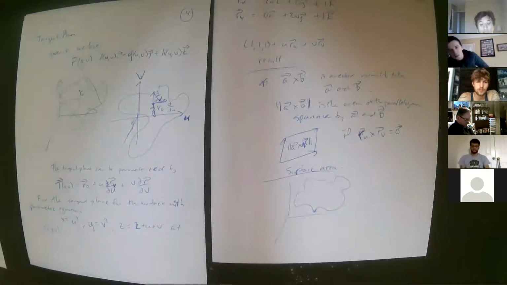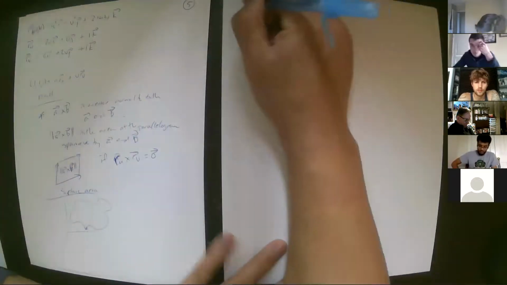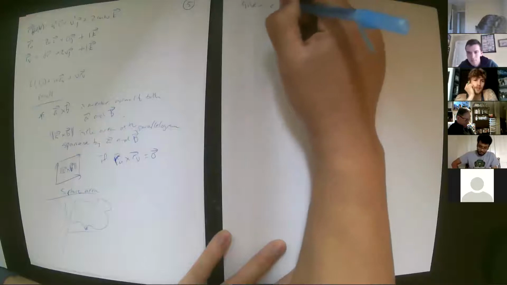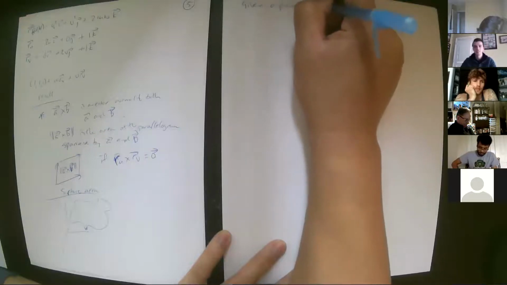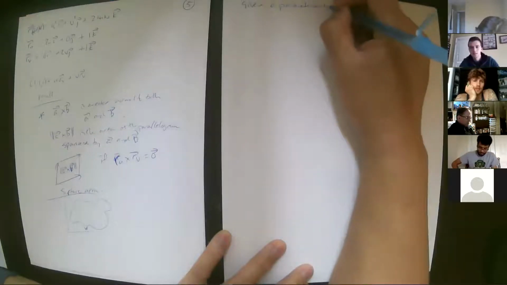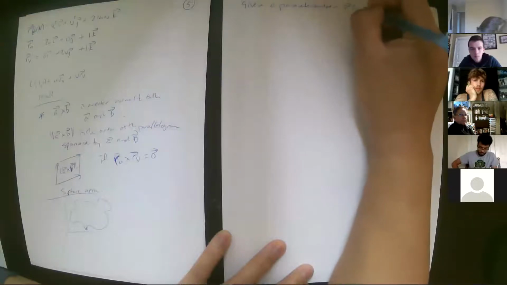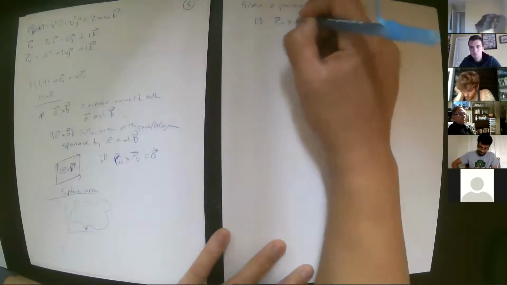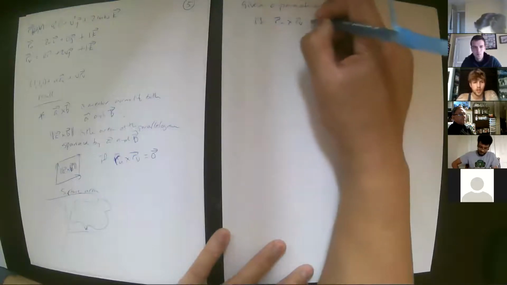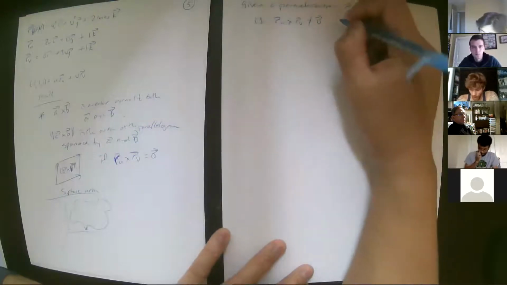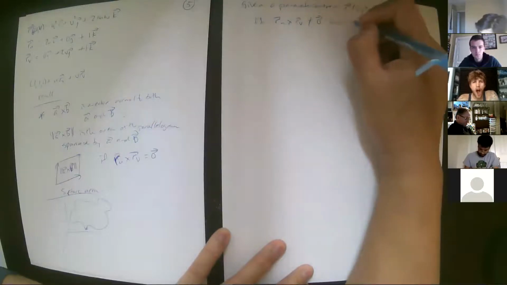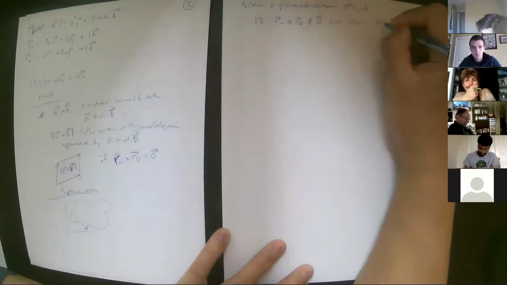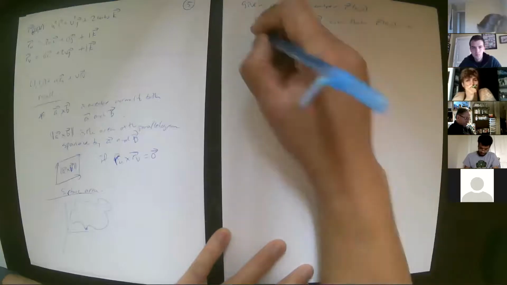And when this happens, we'll just write it here. Given a parameterization r of u, v, if r_u cross r_v is not equal to 0 ever, then r of u, v is a smooth parameterization.